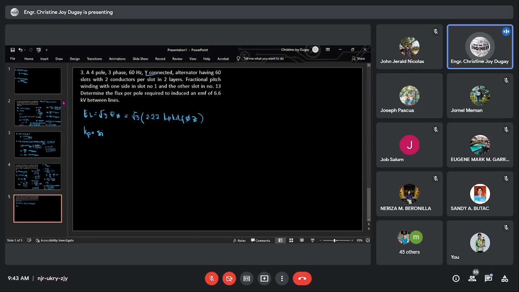Kp natin is sine of 90 times pitch factor. Or we may use the sine of kung ano yung value ng degree natin dito. Full pitch if 180, divide it by 2. Or that is rho, no? Kung ano yung rho po natin. Rho divided by 2. Yan lang formula na pwede natin gamitin, no?